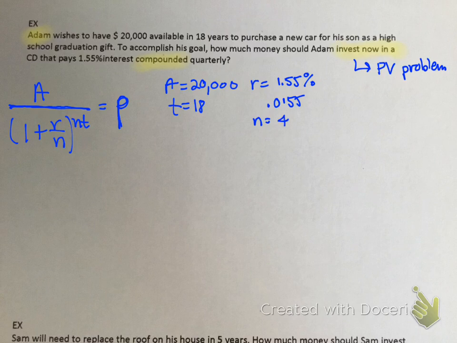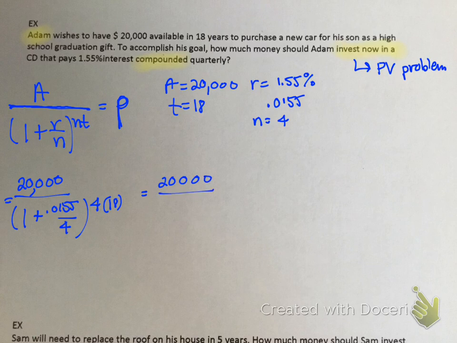So now we plug everything in. So we get 20,000 all over 1 plus the rate, which is 0.0155, all over N, which is 4, raised to NT, so I have 4 times 18. And just like the other time around, I'm going to simplify the two numbers that are multiplied in the exponent. So I'm going to multiply those two together. And when I do, I get 4 times 18, which is 72.